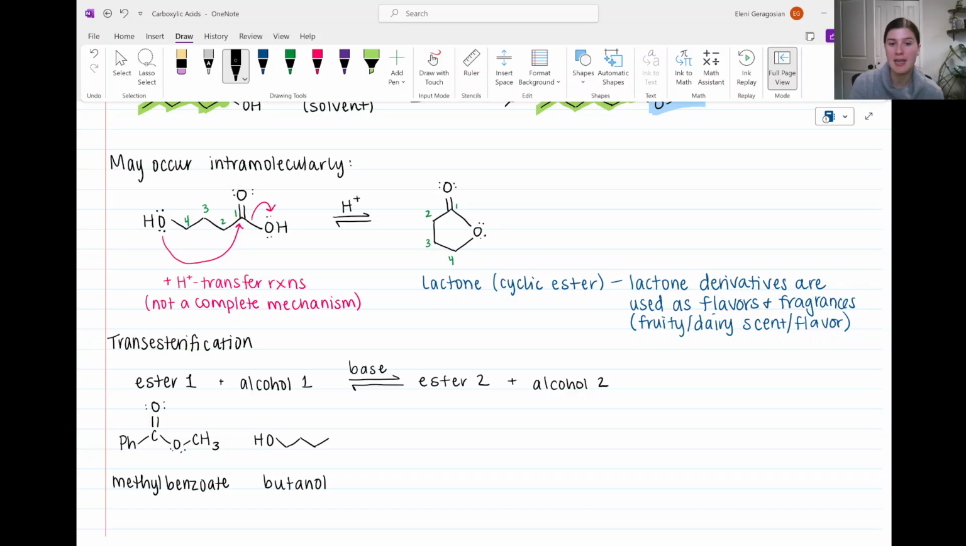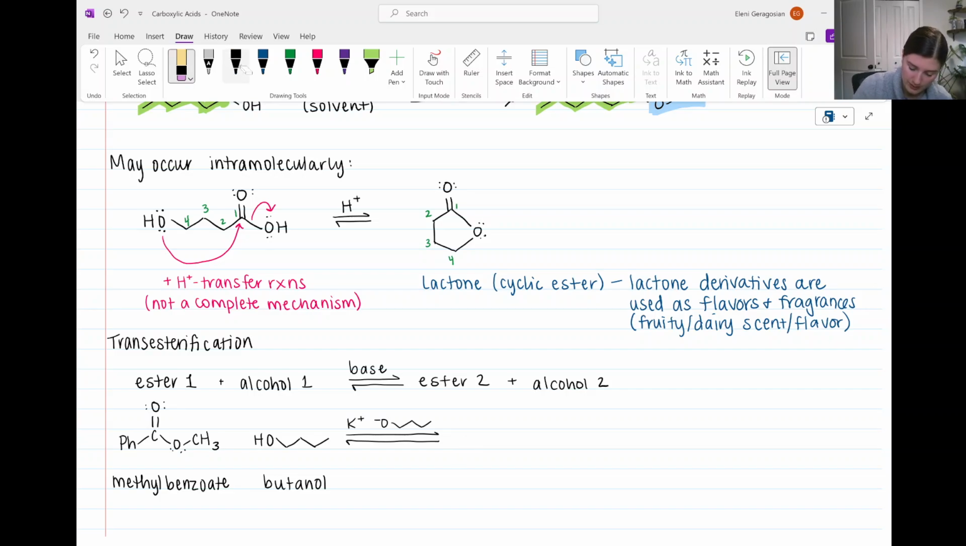so we're adding butanol in the presence of the ester methyl benzoate. Under basic conditions, and that base should really indicate the basic version of the alcohol that's being added. So in this case, we could have potassium as a counter ion, and then this butoxide ion. And then the product, so ester 2 in this case, would be butyl benzoate. So the methyl part of our starting material leaves as the new alcohol, and the butanol starting material is then added to the carbonyl.